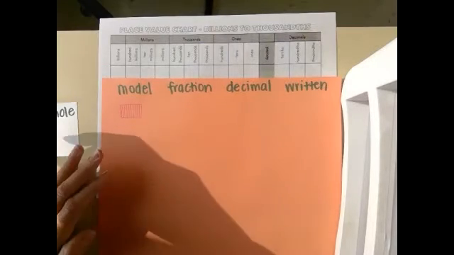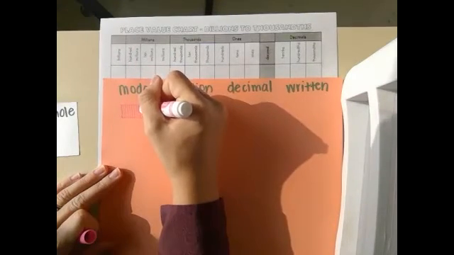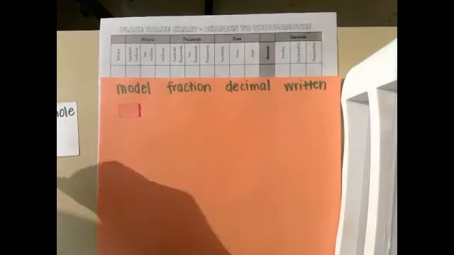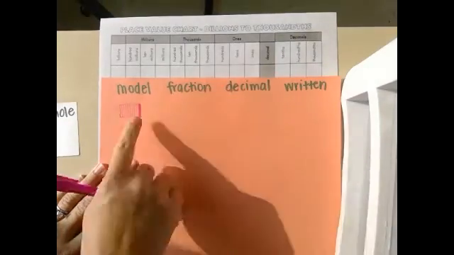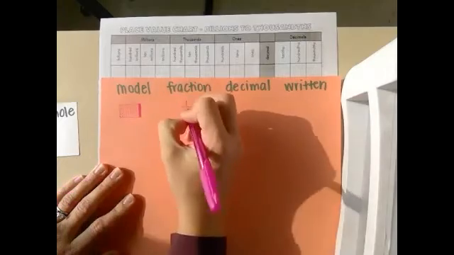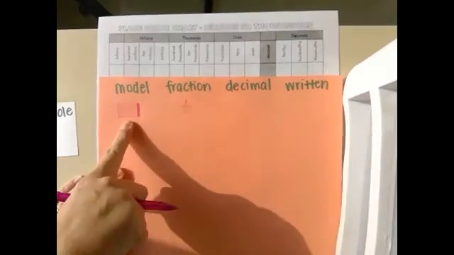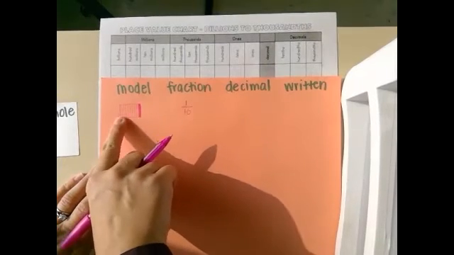So say that I use a pink marker and I just color in one of those pieces. If we were doing this as a fraction, your numerator, or the top number, is how many are shaded. So there is one shaded out of 10 total. So the fraction of this model would be 1/10. So this model shows 1/10.